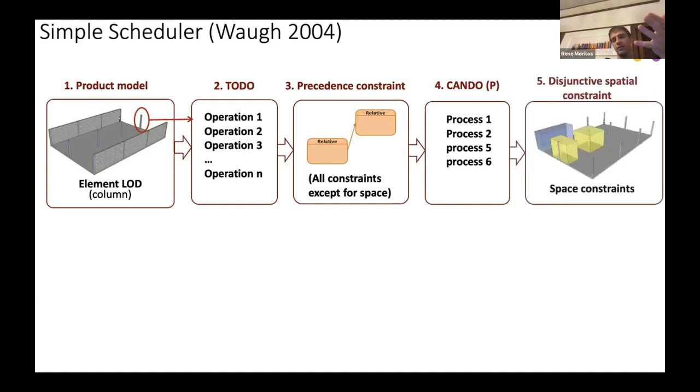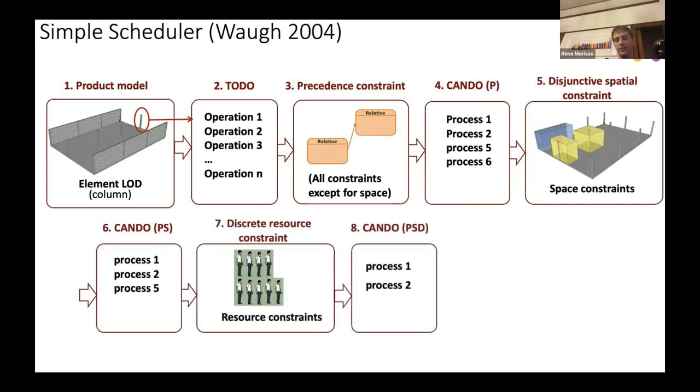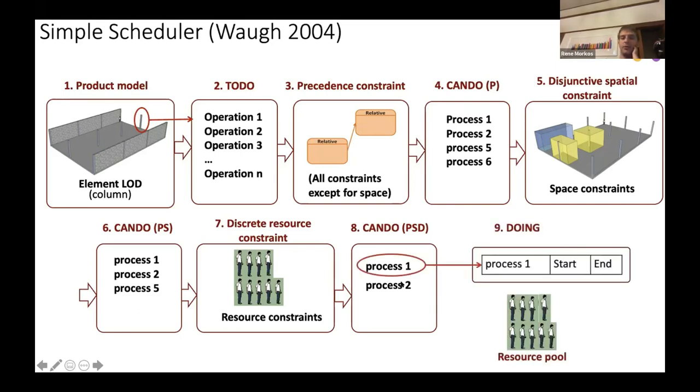Then it eliminates all the things that I don't have space for. Then it eliminates all the tasks that I don't have resources for. So long story short, this is how the software works. And so it says, okay, at this point in time, I can schedule task one and I can schedule task two. So I'll take task one, schedule it. Now, if you remember, the issue with current scheduling technology is that it can't resequence, it can't change the way things are sequenced.